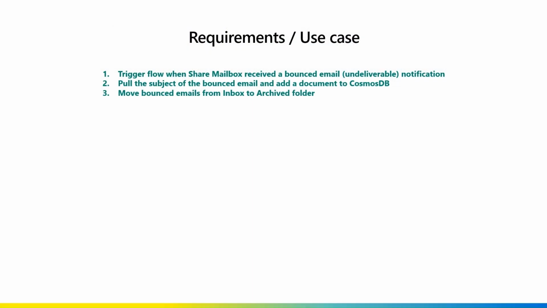The requirements and use case are as follows. We need to trigger a flow when a shared mailbox receives a bounce email notification. We need to extract the subject line and add a document to CosmosDB, then move the email to the archive folder. We can accomplish 1 and 2 using the Outlook and CosmosDB connector, but we cannot move the message using the Outlook connector. We will explore other options for moving emails in a shared mailbox in later videos.